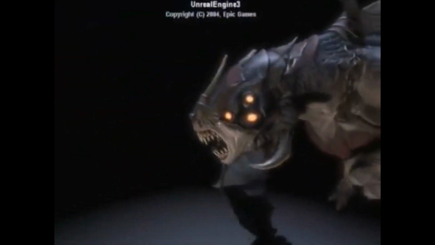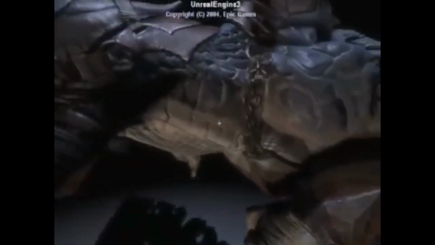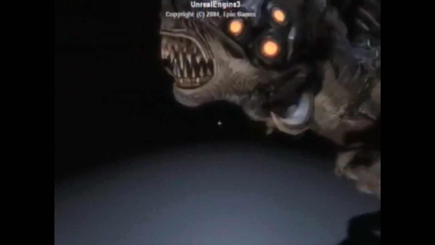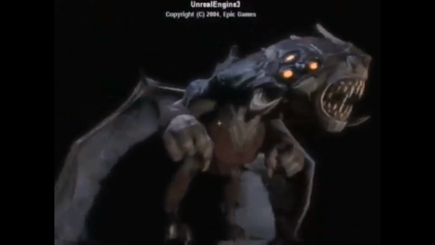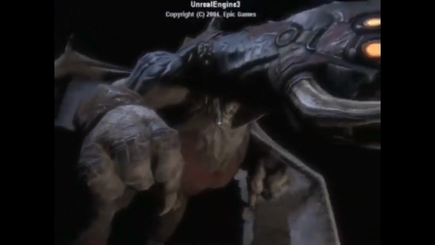Let's look at the character detail that can be achieved in Unreal Engine 3. This particular model is about 7,500 polygons for the low-resolution mesh and about 2 million polygons for the high-resolution mesh. Many of the smaller details in the high-res mesh, like the wrinkles around its mouth and throat, were hand-painted into the normal map. This lets artists add an extra level of detail without having to model it by hand.